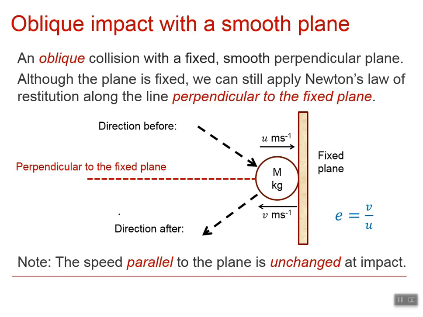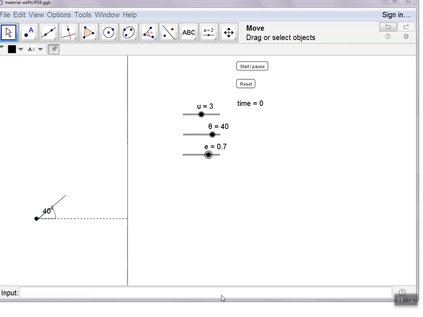So when we've got an oblique impact with a smooth plane, we can still consider two different directions. We think about perpendicular to the plane and parallel to the fixed plane. E is still calculated as the separation speed divided by the approach speed, and the speed parallel to the plane is actually unchanged by the impact.